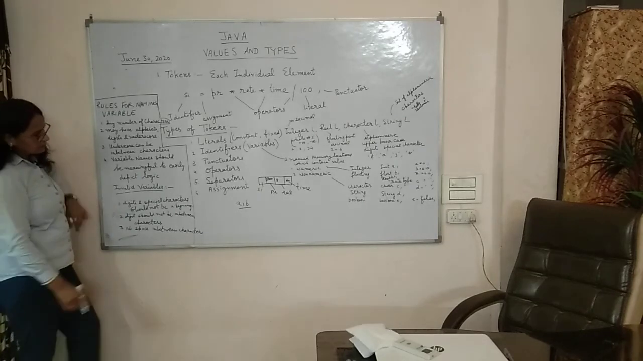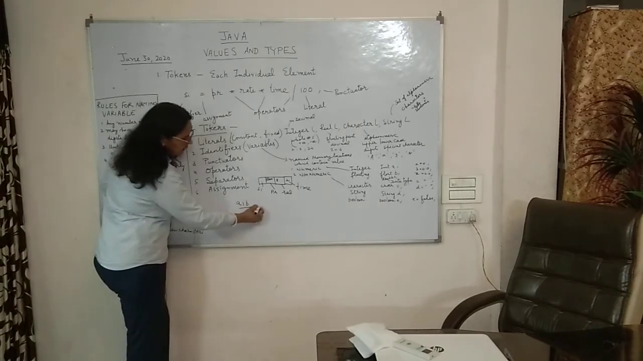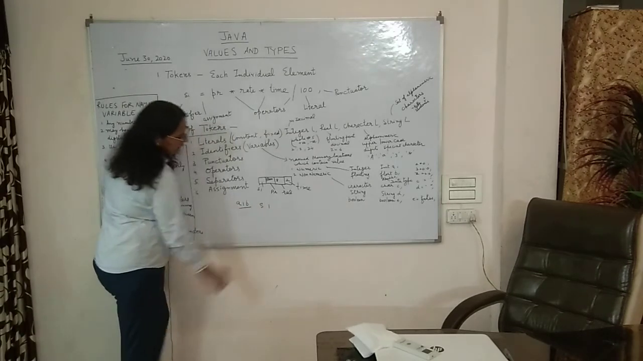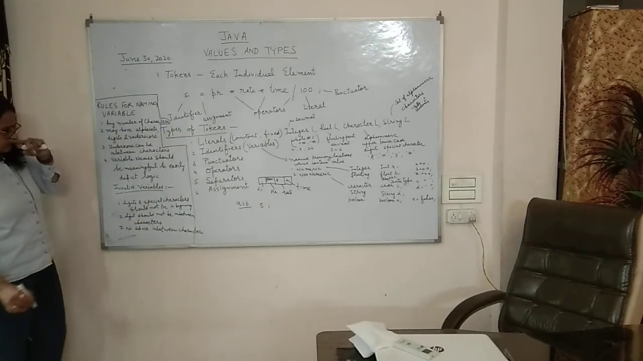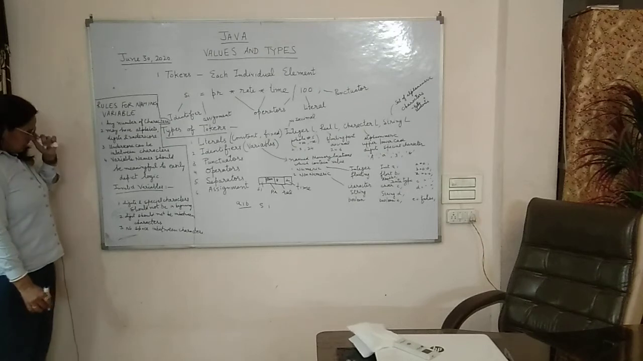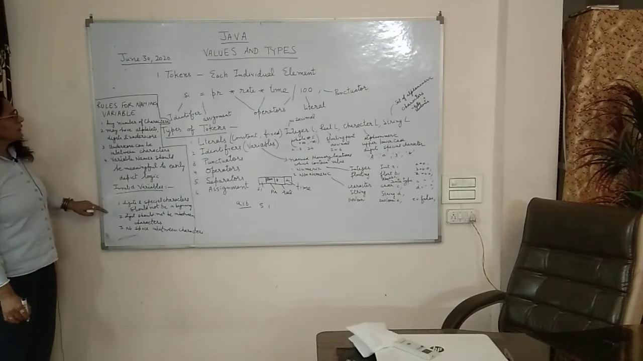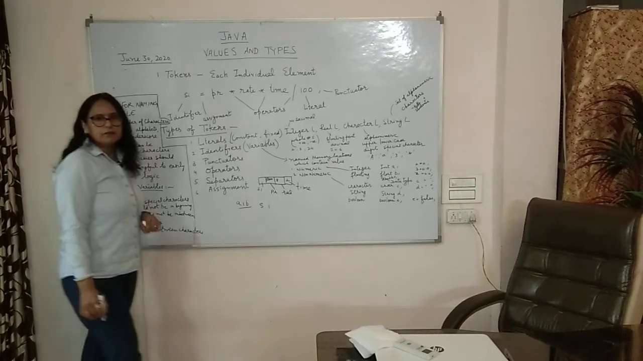Now, no space in between the characters. We cannot write simple and then a space and then interest. So this variable name will be wrong. So these are the rules we need to follow while naming the variable.